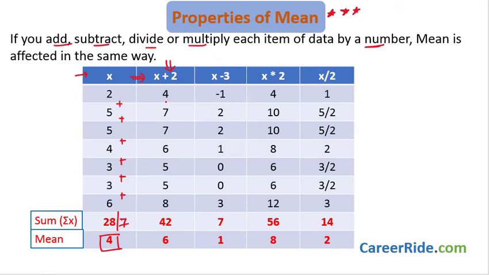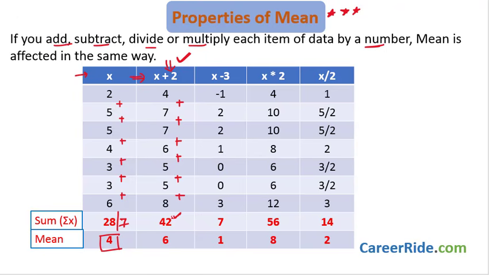So 2 plus 2 we get 4, 5 plus 2 we get 7, 5 plus 2, 7 again. So this is how we find our second column. We add 2 to each of these values of x in the first column. What does the sum come out to be? My sigma x comes out to be 42. When you add all these values in column 2, your answer will come out to be 42. That is the value of sigma x.